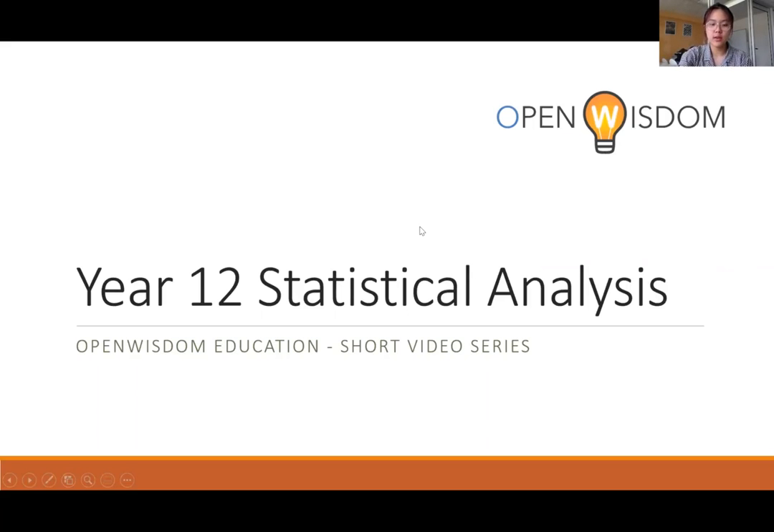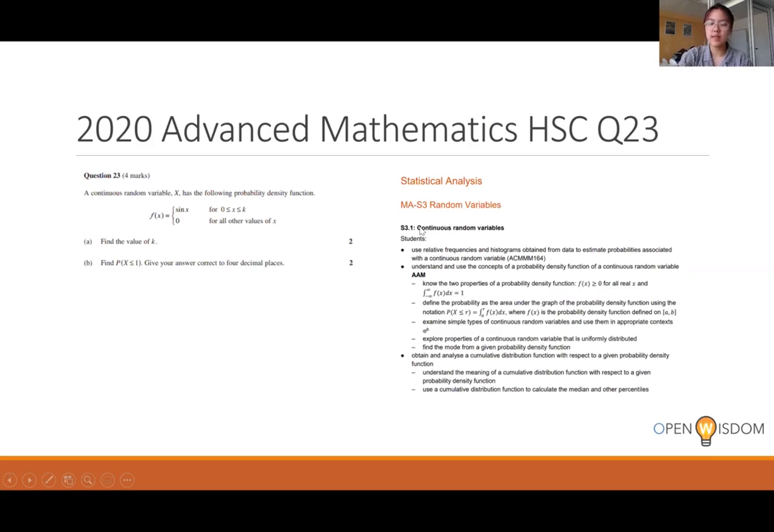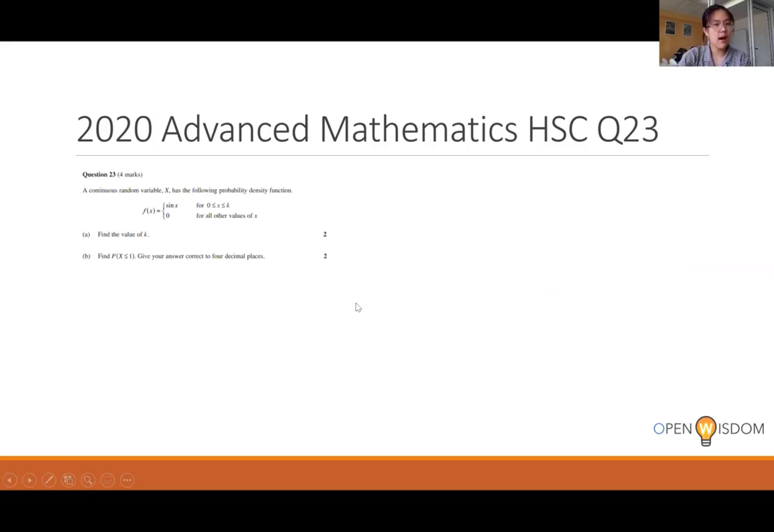Today we'll be going through this question from the 2-unit HSC from this year, 2020. This question is relevant to the topic of statistical analysis and more specifically the dot point of continuous random variables. So here's the question. Feel free to take a photo or pause this video to write this question down on a blank piece of paper, and then we'll get started.